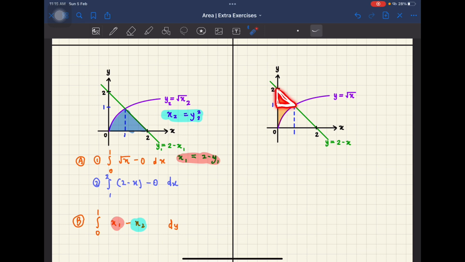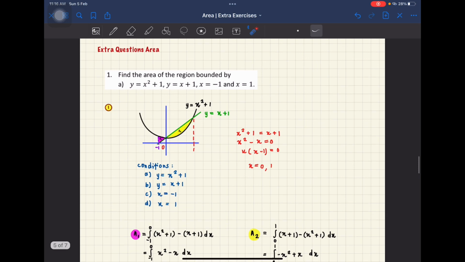So macam mana nak cari area of triangle? So 1 over 2 times the height. Height is 1 times the length. Length is also 1. So dapatlah sama dengan 1 over 2. Okay, and then macam mana nak cari yang ini? Okay, so kawasan ini macam mana nak cari? Boleh guna kanan tolak kiri. This one adalah kanan, this one adalah kiri. Okay, but don't forget to change first this one into x equals to y squared. Baru boleh guna kanan tolak kiri. Settle.